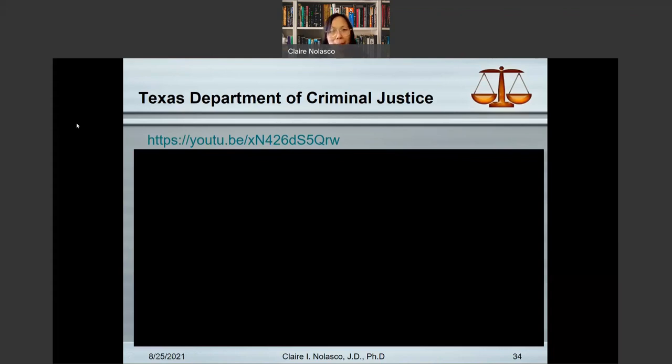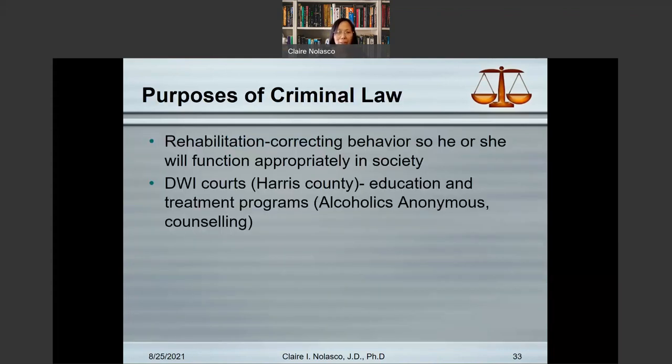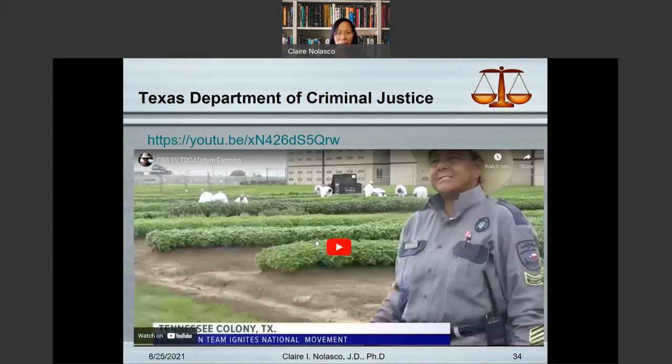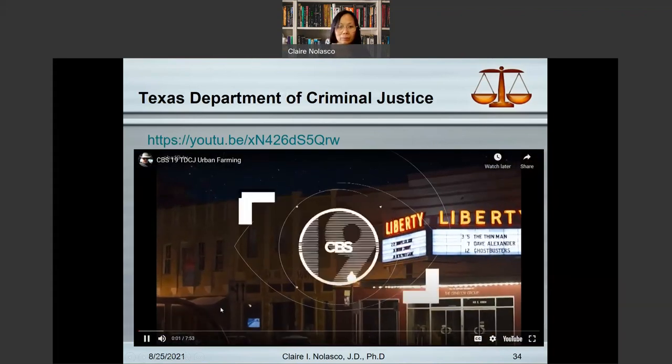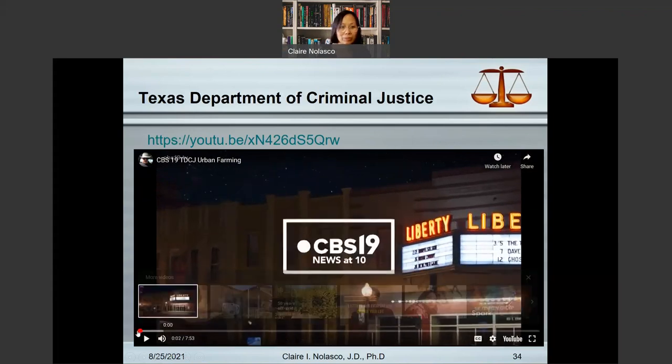Now, this is an example of a rehabilitation program under Texas law. It's urban farming. And I think this is an interesting example because of the high success rate. Let me share the screen.